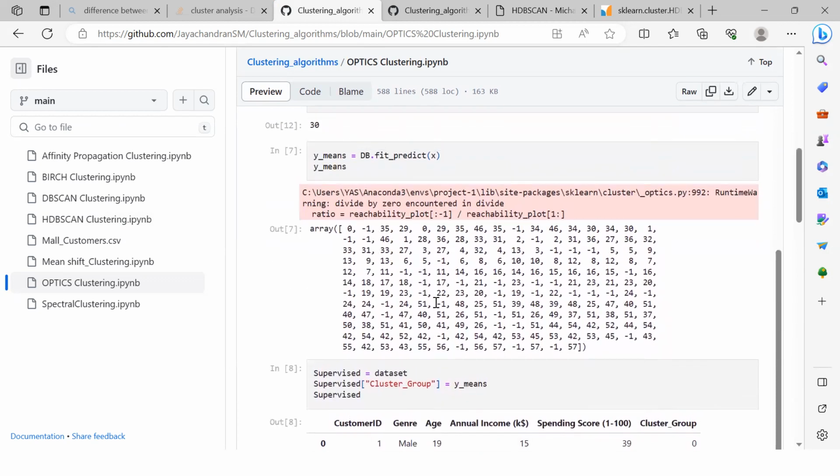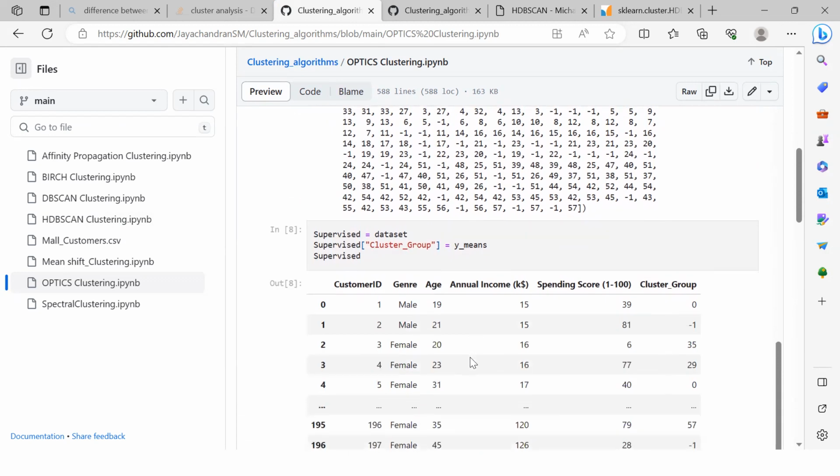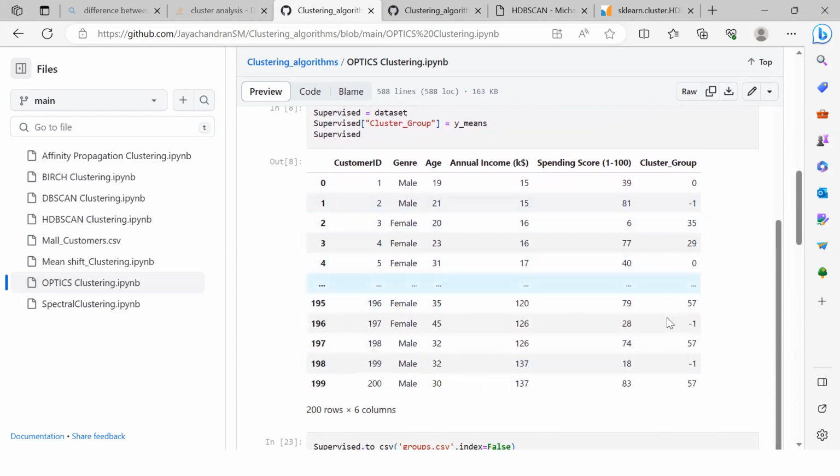Now I created a predicted value which starts right from -1, and it keeps going until I think 58, if I'm not wrong, or at least 57. Let me just check, okay, it went till 57.